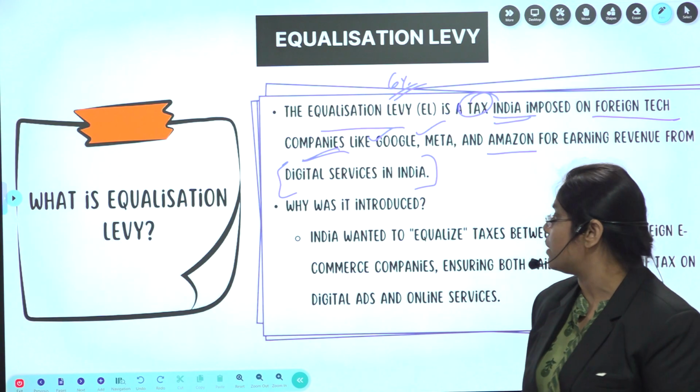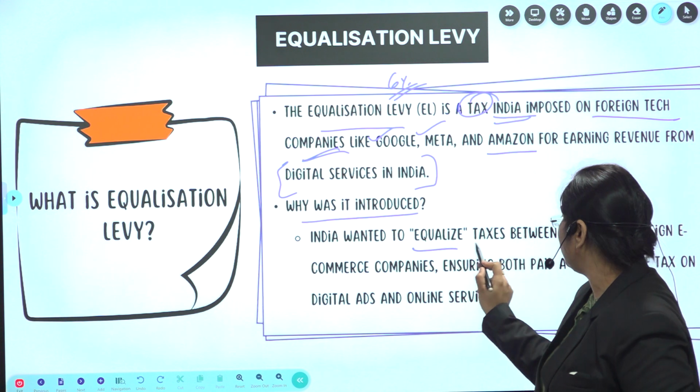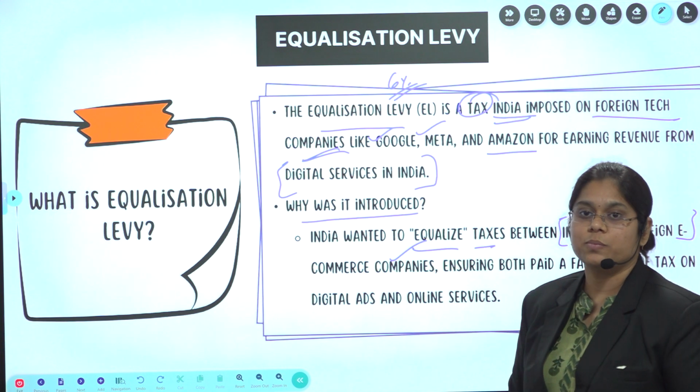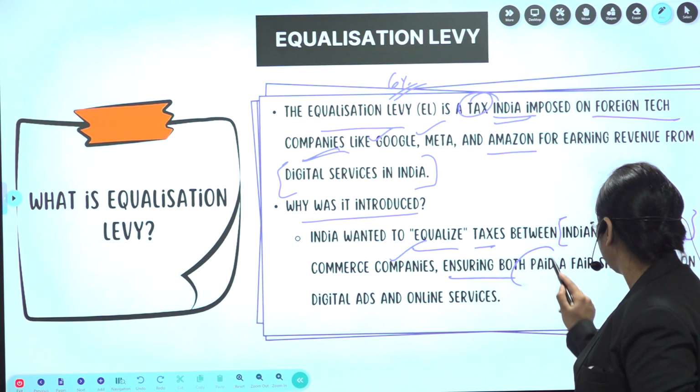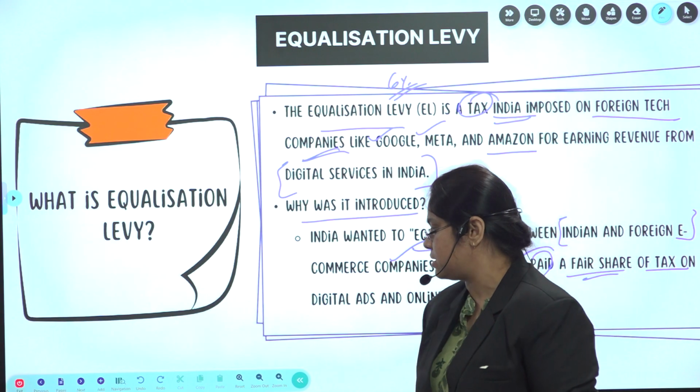Meta, Amazon, etc. Now, why was it introduced? Because India wanted to equalize the taxes between Indian and foreign e-commerce companies, okay, ensuring both paid a fair share of tax on digital ads and other online services, right?